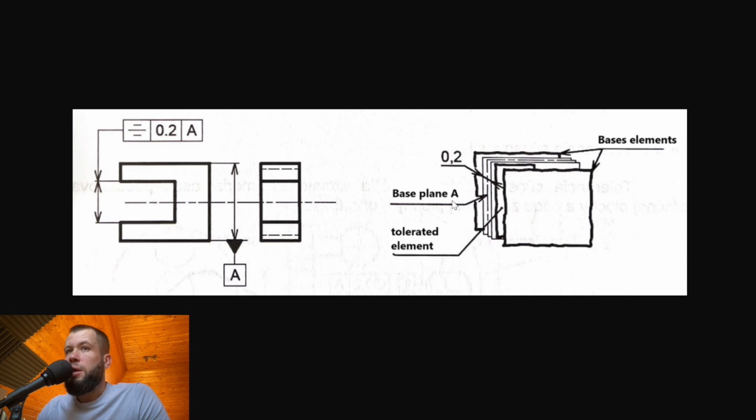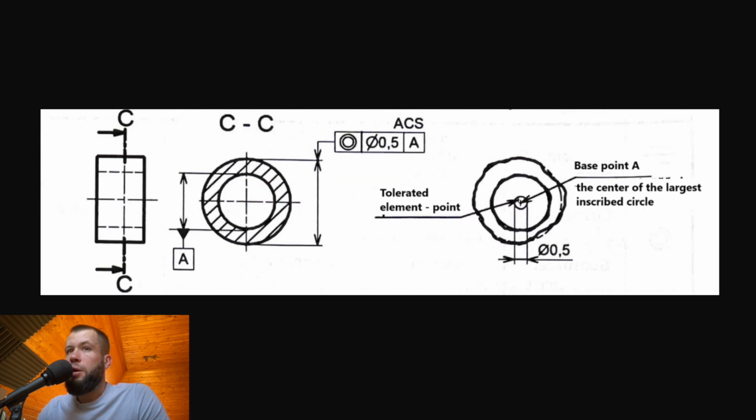Concentricity tolerance is an area in a given plane bounded by a circle whose diameter is equal to the concentricity tolerance and whose center lies on the base axis, as you can see in this figure.